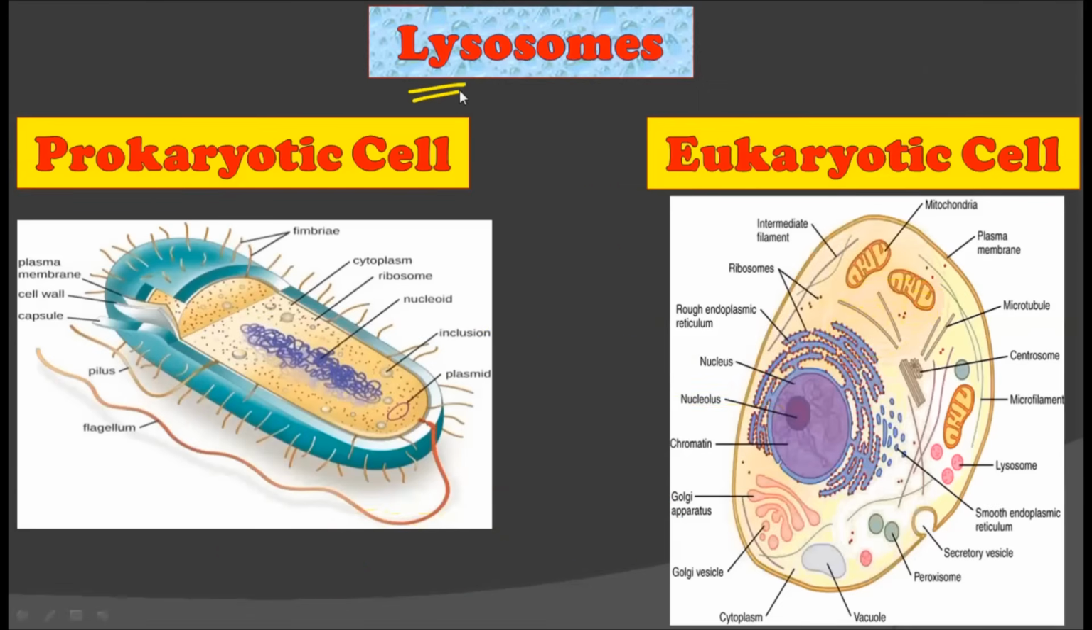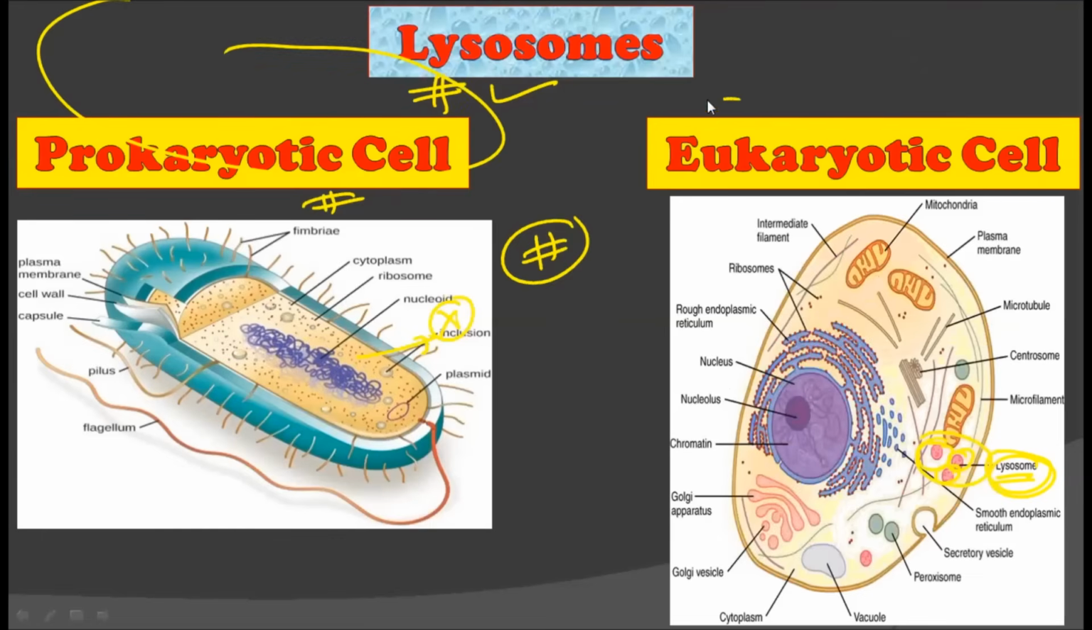Now, the next difference between the prokaryotic cell and eukaryotic cells is about the presence or absence of lysosomes. As you can see in the eukaryotic cells, you will find the presence of these circular bodies which are called the lysosomes. But these lysosomes are completely absent in the prokaryotic cells. So again, it's a very important difference between the two, that the eukaryotic cells contain the lysosomes while the prokaryotic cells lack the lysosomes. All right. So all these are the differences between the prokaryotic cell and the eukaryotic cells.